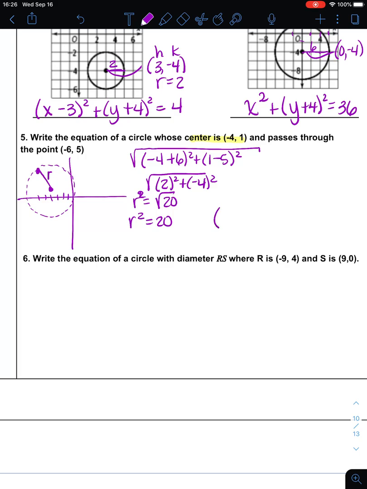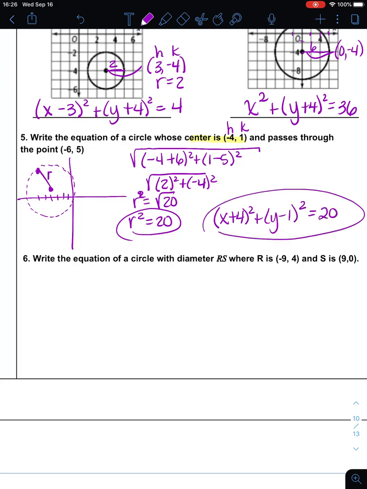And then we just write the equation. So my center, that's my h and my k. Here's my r squared. So I have x plus 4 squared plus y minus 1 squared is equal to r squared, which is 20.